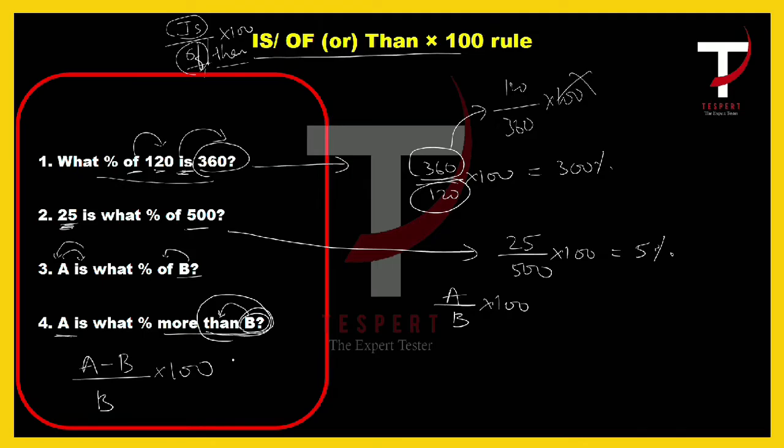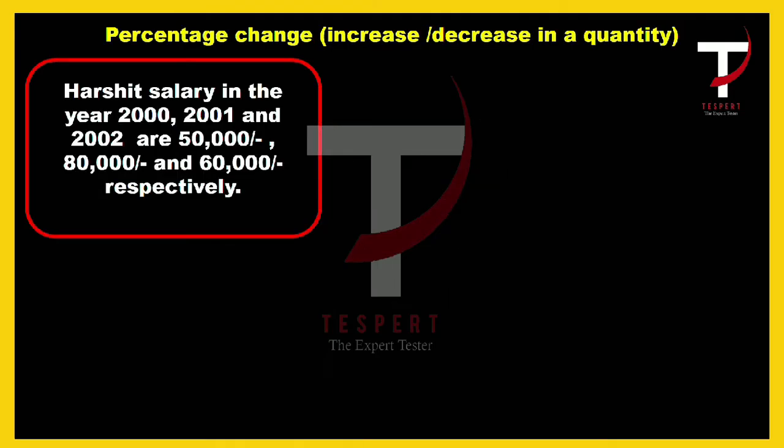Okay, so let's move on to the next slide. Percentage increase and decrease, which is known as percentage change. So what is percentage change? Whenever we have two values, let's consider this example. Harshit's salary in the years 2000, 2001 and 2002 are 50,000, 80,000 and 60,000 respectively.